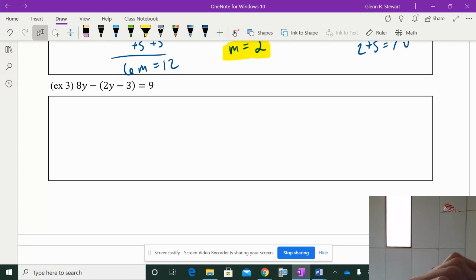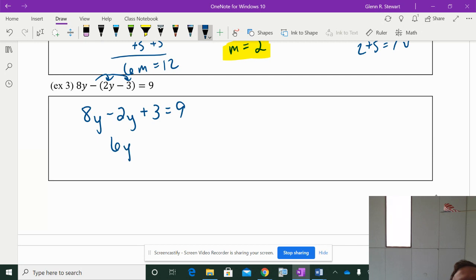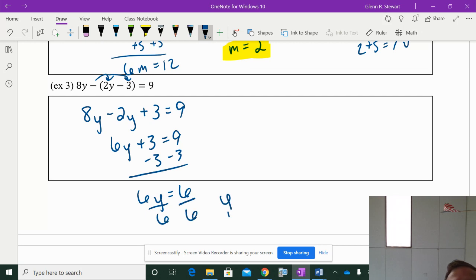Sample number 3. Notice here, you'd think that you wouldn't have to distribute, but you actually do have to distribute the negative. So we have 8y minus 2y plus 3 equals 9. This gives you 6y plus 3 equals 9. We'll subtract 3 from both sides, and we have 6y equals 6. Divide by 6. We have y is equal to 1.